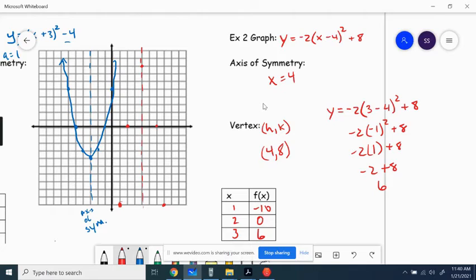So let's go over 3, up 1, 2, 3, 4, 5, 6. And it looks like we're going to be going over 1 to the right of the axis of symmetry. And there we go. There is our parabola quadratic function graphed out.